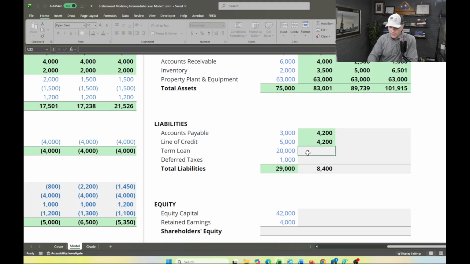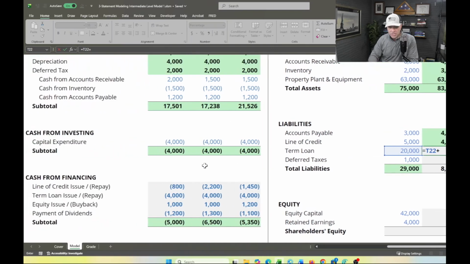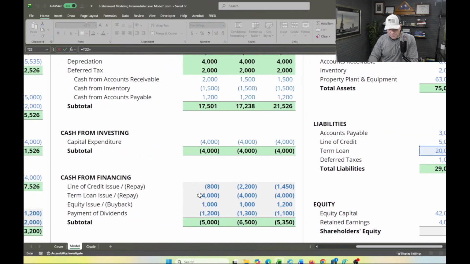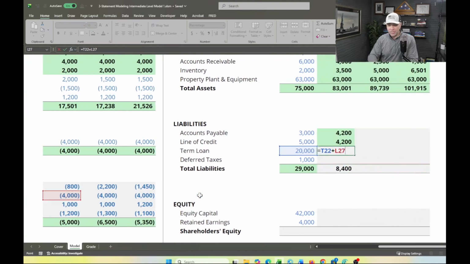Term loan, same thing. I want to know the previous amount, and then I'm going to add the change of cash. I'm paying off $4,000 each year. So 4,000 is leaving my account. I'm not issuing new debt. I'm paying off my term loan by 4,000. So I'm going to do a plus sign because it's already a negative, but technically I'm subtracting. And it's going to decline by 4,000 each period, and that'll be my balance.